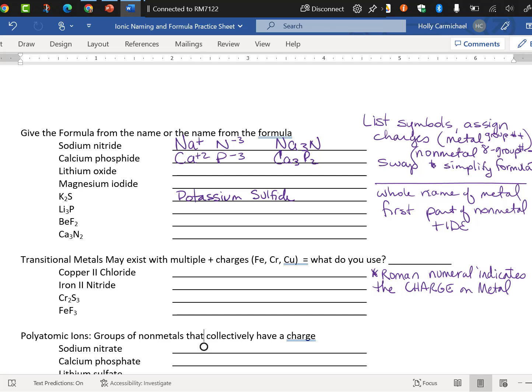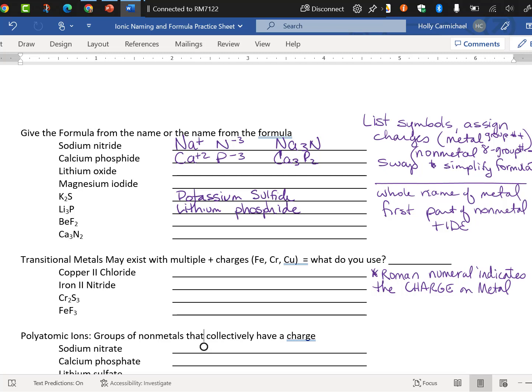So it doesn't matter how many of each there is. This is the only way that they can react to form a neutral compound as an ionic compound. So lithium combines in Li3P. Lithium, the whole name of the metal. First part of the nonmetal, so phosphorus is phosph, and then you add IDE. Looking at those nonmetals, carbon becomes carbide, nitrogen, nitride, oxygen is oxide, fluorine is fluoride. So you're always just taking the very first part of that nonmetal plus the IDE.